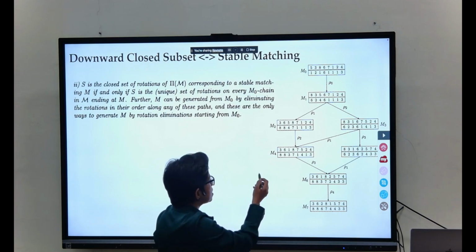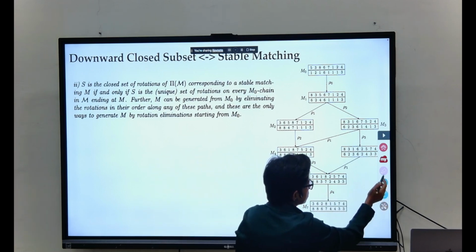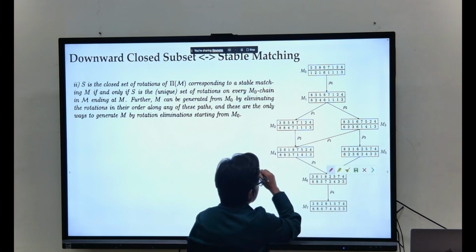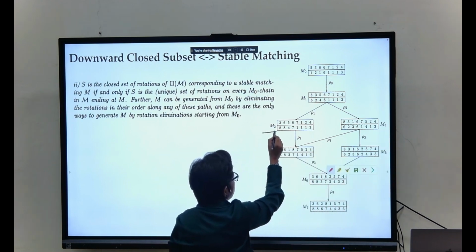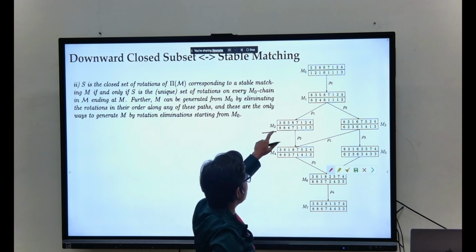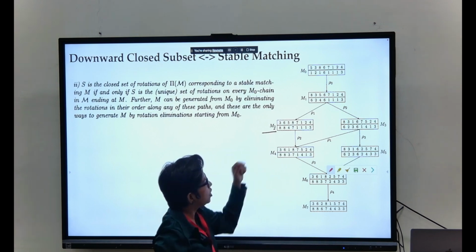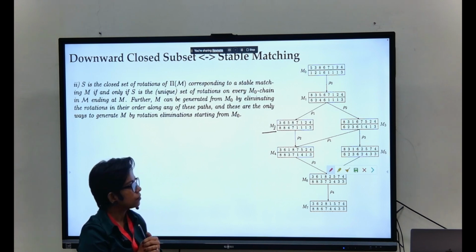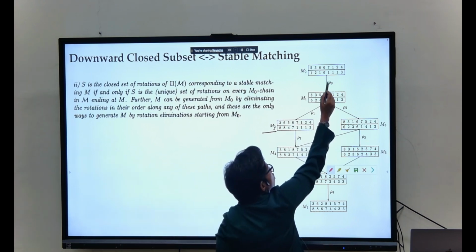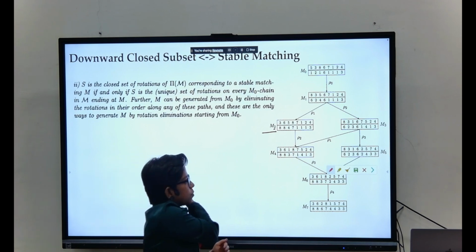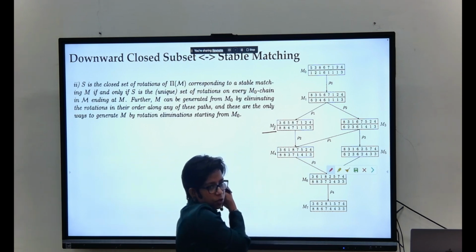So, let us take an example. M2, for example, how many paths are there to M2 from M0? Correct. So there is only one. Rho 0 and rho 1 are the unique closed subset of rotations that corresponds to M2. What about M4?